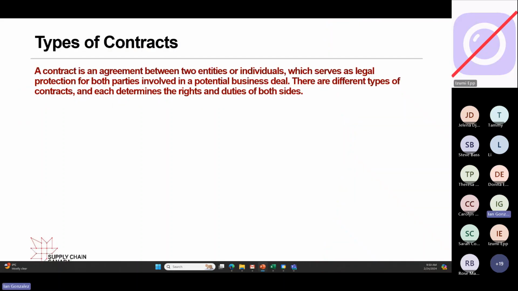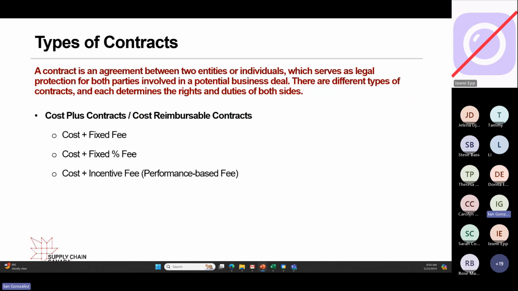So this I don't need to really drive down because you all know what a contract is, an agreement between two entities or individuals, and that there are different types of contracts. Here are the most popular ones. Okay. By the way, when I say contracts here, we'll constrain it to commercial contracts. So you have something known as cost plus or cost reimbursable contracts. Okay, and within that there are variants of it. You have a cost plus fixed fee type of contract. It could be cost plus fixed percentage fee, or, not very common, a cost plus incentive fee, or what is known as a performance-based fee kind of cost reimbursable model.